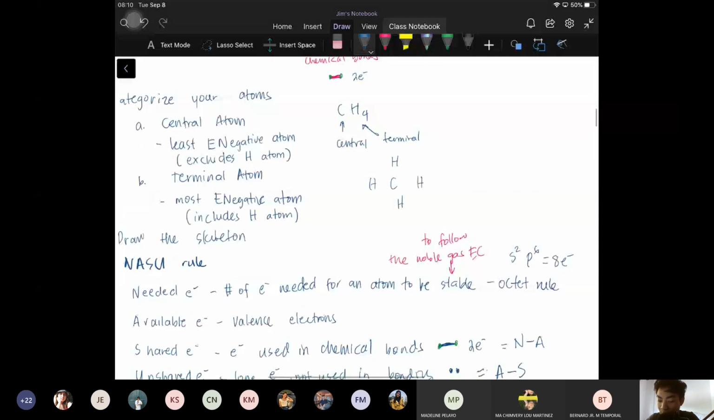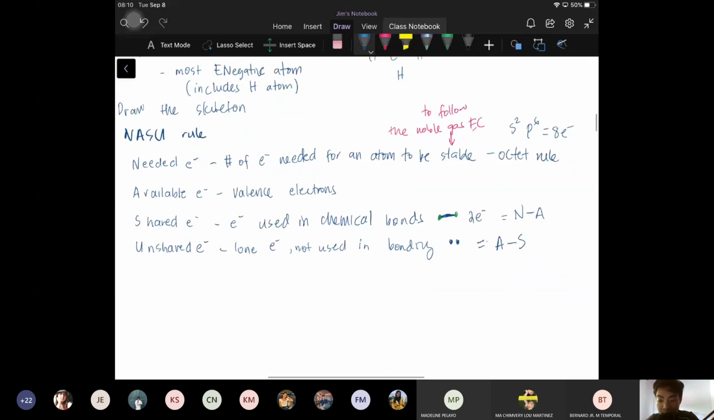You choose the central atom and the terminal atoms. You draw the skeleton. Again, when drawing the skeleton, place your atoms around the central atom, on the 4 corners of your central atom. Then you do the Naso rule. The needed electrons corresponds to the Octet rule, if needed. Available, that corresponds to your valence electrons. Shared electrons, that corresponds to how many electrons are used in forming chemical bonds. Unshared electrons, this tells us about the lone electrons or the electrons unused in chemical bonding.